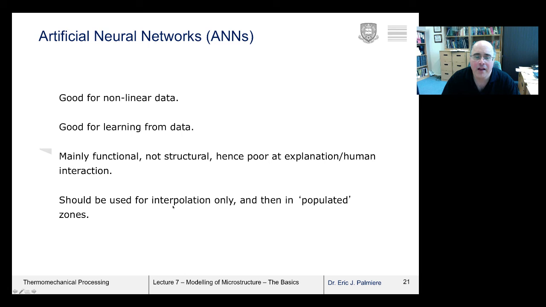And also, the other point that I made is that the model should be used for interpolation only. And furthermore, we need to be wary of areas where we have high populations of data, where, of course, the confidence limit will be highest, as opposed to those areas which are least populated, which again should be treated with some degree of caution.